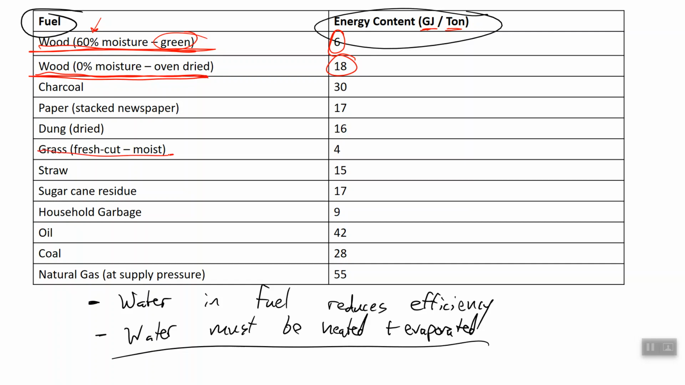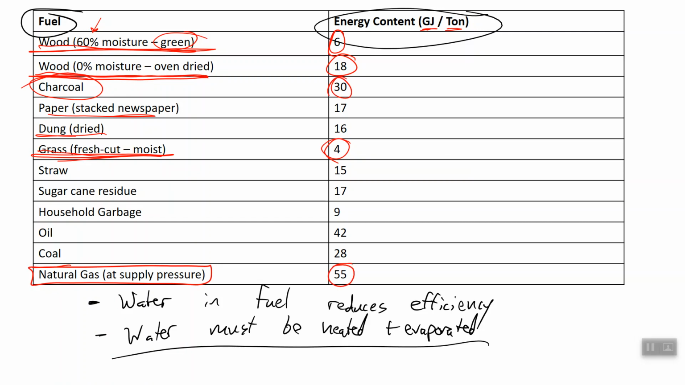Okay, let's look at some other interesting values here. So like fresh cut grass, which is going to be pretty wet. It's a very small number compared to dried dung or newspaper. Or charcoal, which we're going to talk about, is a pretty high value. But the real king is natural gas at 55.